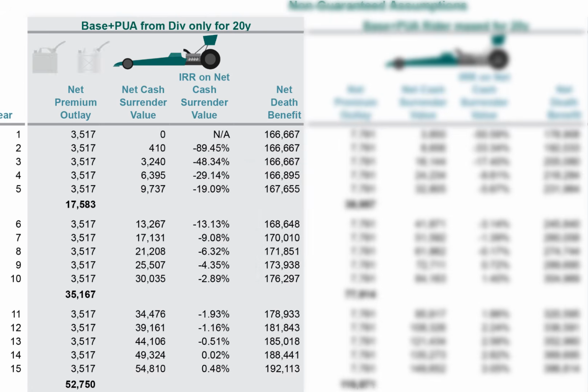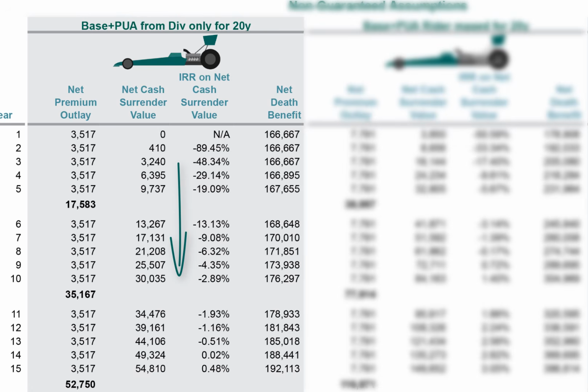To be clear though, this car has no PUA rider allowing you to add fuel that goes straight towards increasing torque from paid up additions. But even with the base whole life policy, you can elect to have your dividend additives be converted to PUAs within your policy, and they do compound your overall performance, only at a very slow acceleration rate.